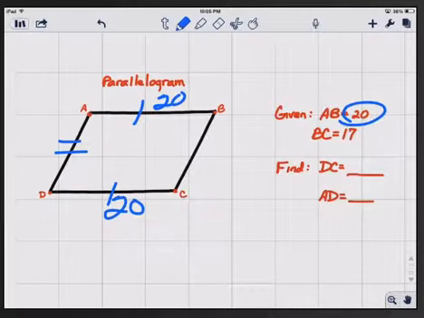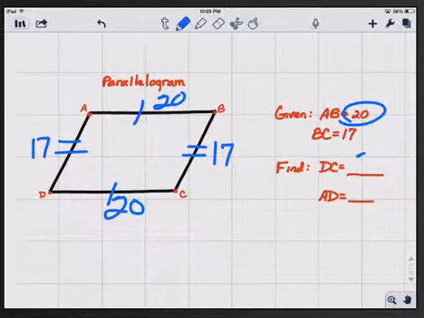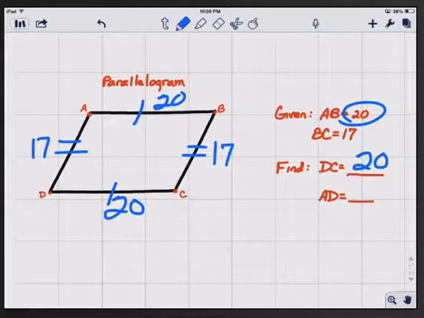Likewise, the segment on the left has to be congruent to the segment on the right. So if segment BC is 17, segment AD has to be 17. So we have those two answers. Segment DC is equal to 20, segment AD is equal to 17.